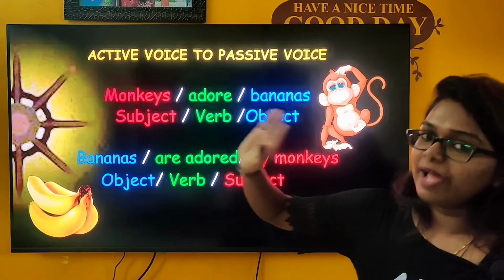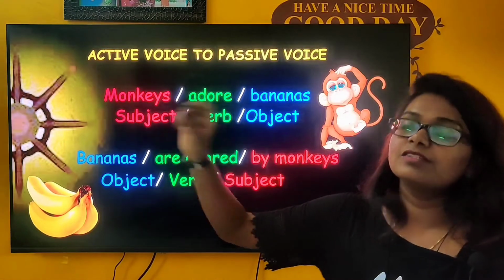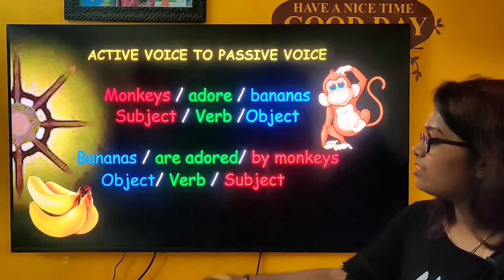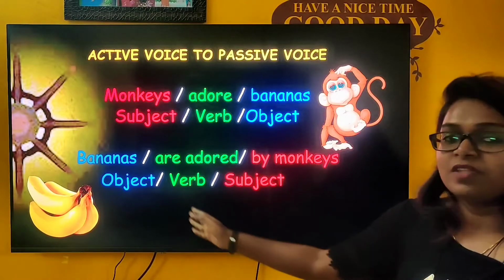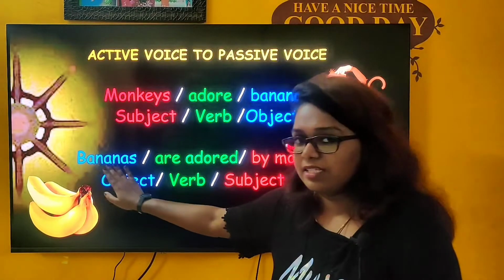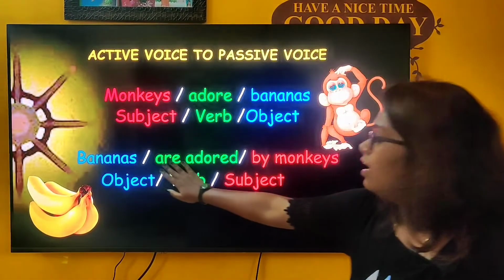When we change from active to passive, the object should come at the beginning. So we have to interchange the subject and the object. So, bananas are adored by monkeys. Why do we use "are" here? Because bananas is plural. So because it's plural, we are using "are" here.